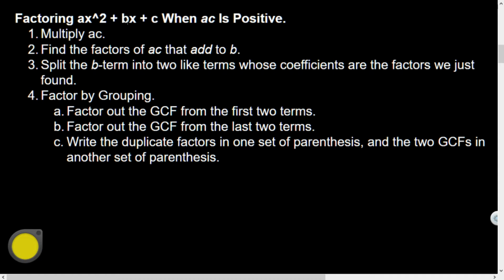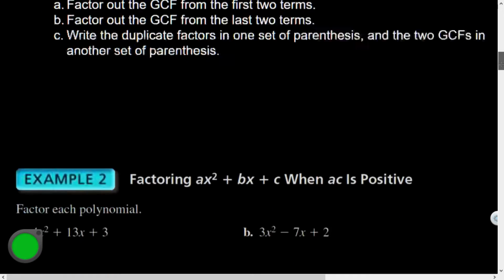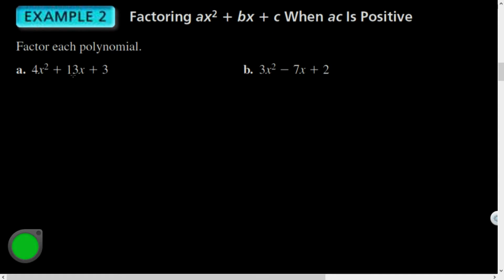Now, instead of reading this out to you right now, I'm going to look at the problem, do step 1, and then go back, look at step 2, and do step 2, and then go back. All right, so step 1 says multiply A and C. A and C are the coefficient of my squared term and my constant term. So let's look at example 2. Part A says multiply A and C. So AC is equal to 4 times 3. What is 4 times 3?